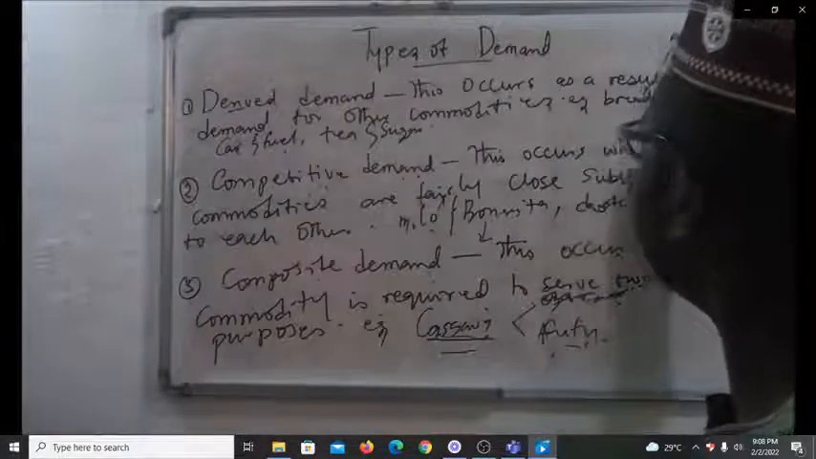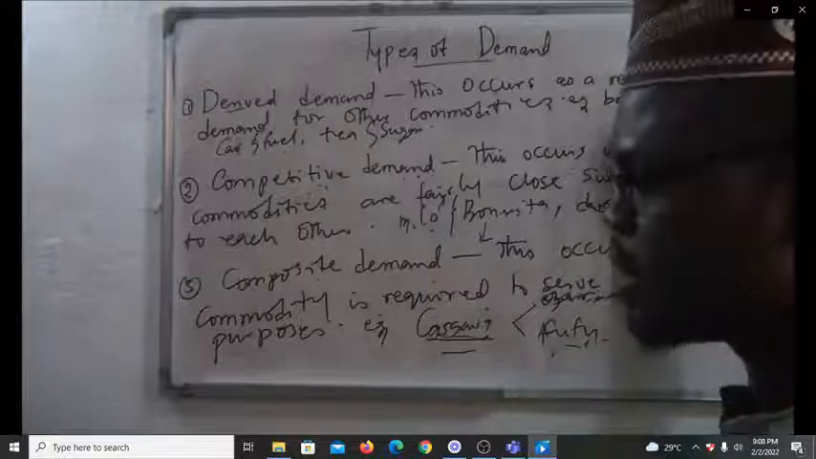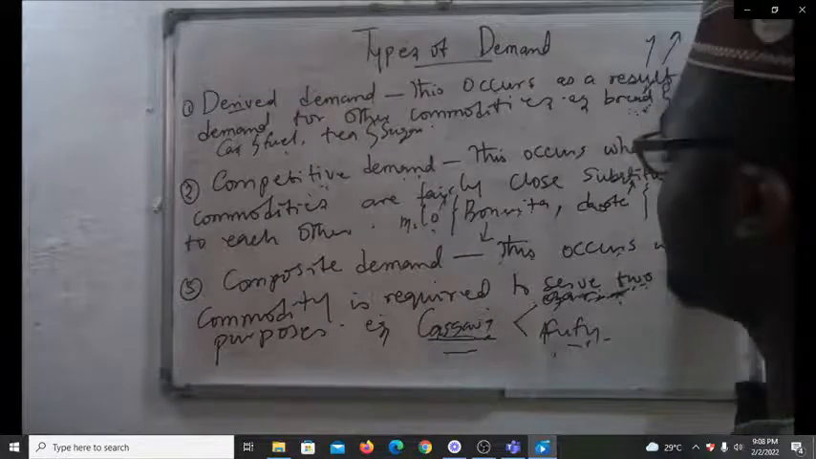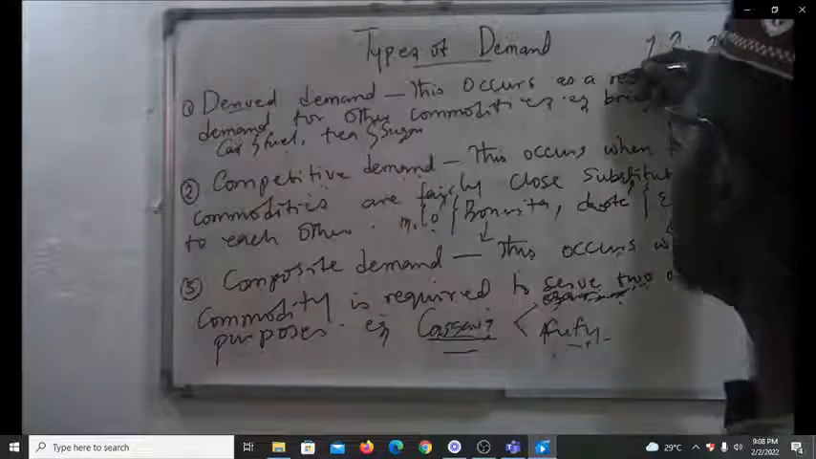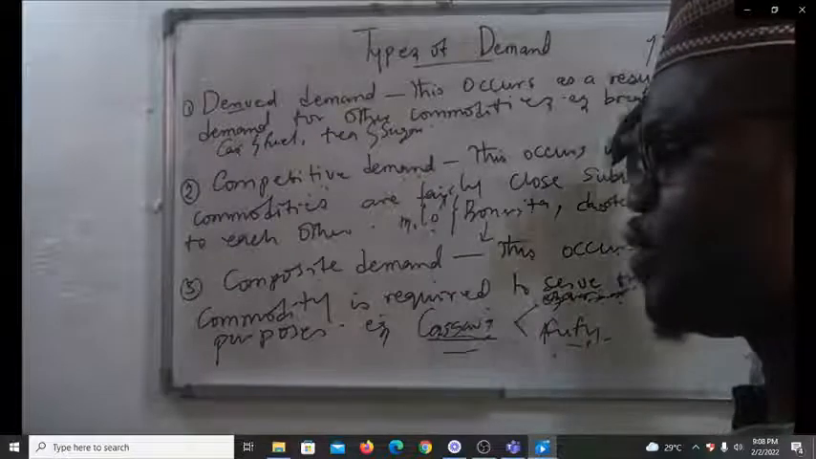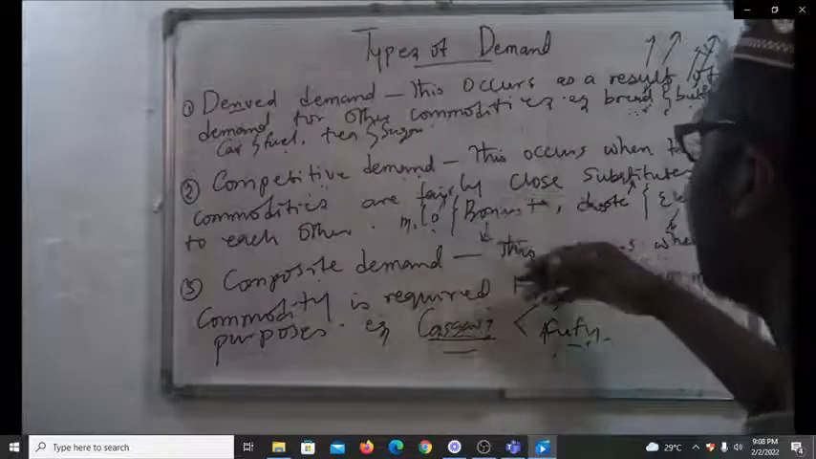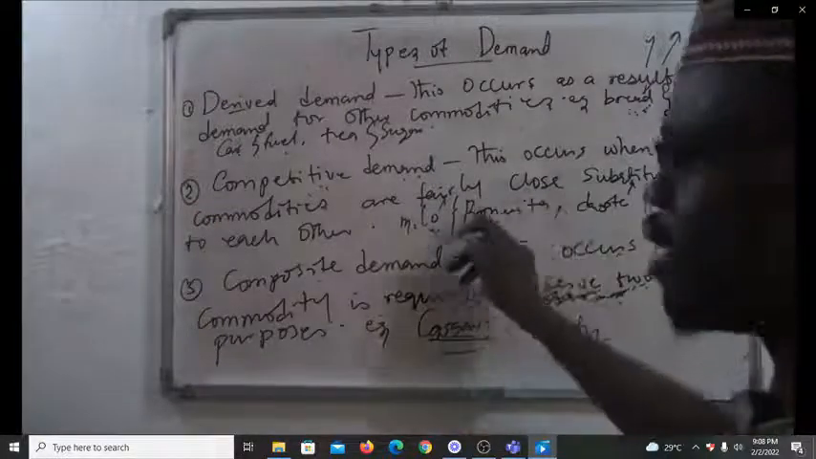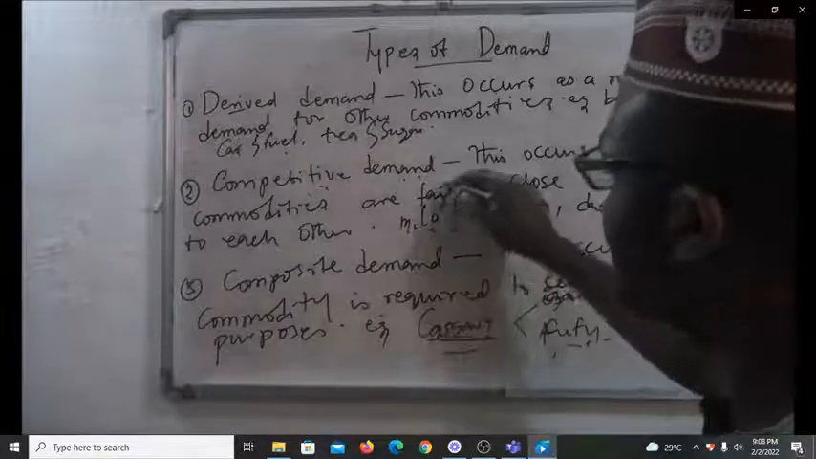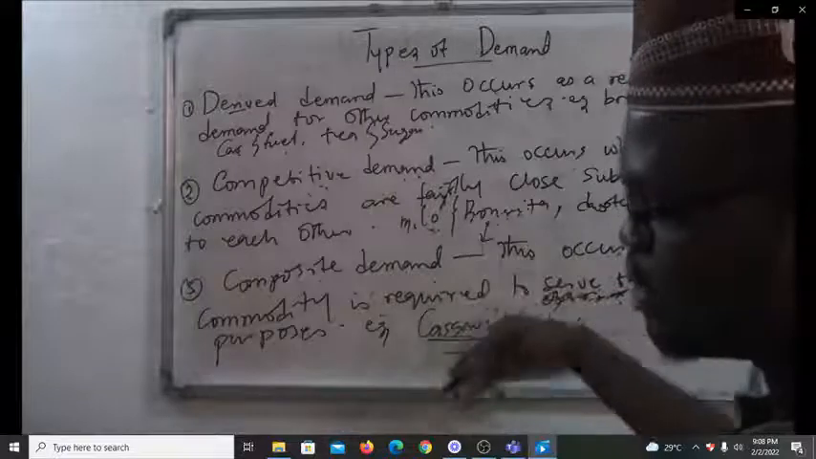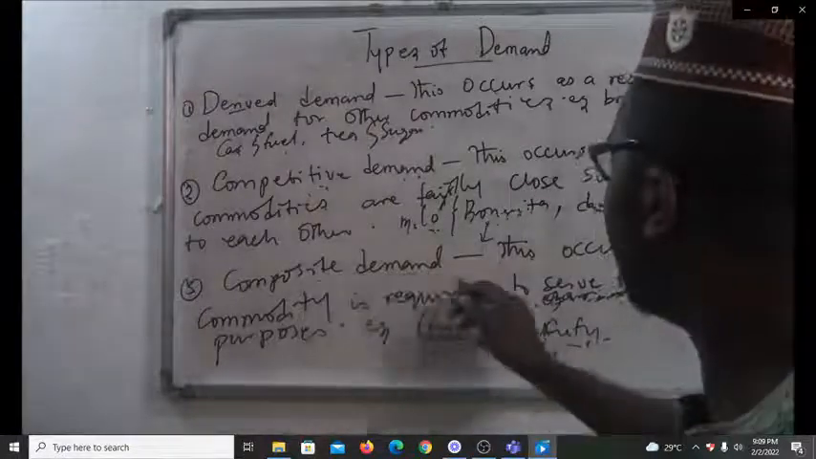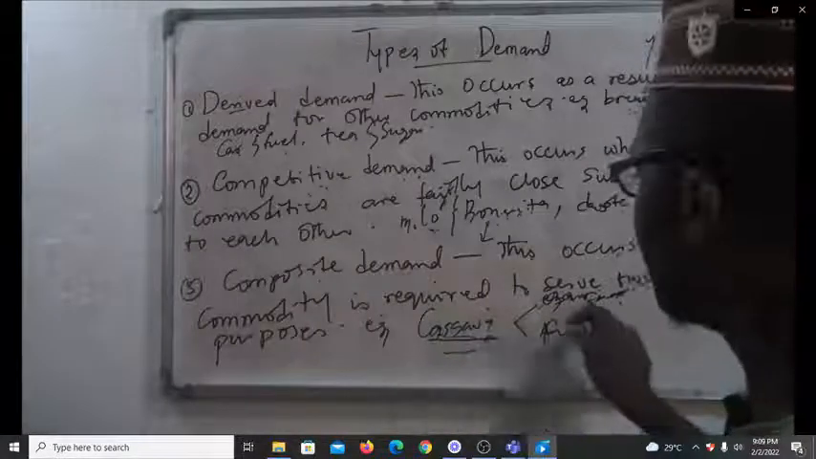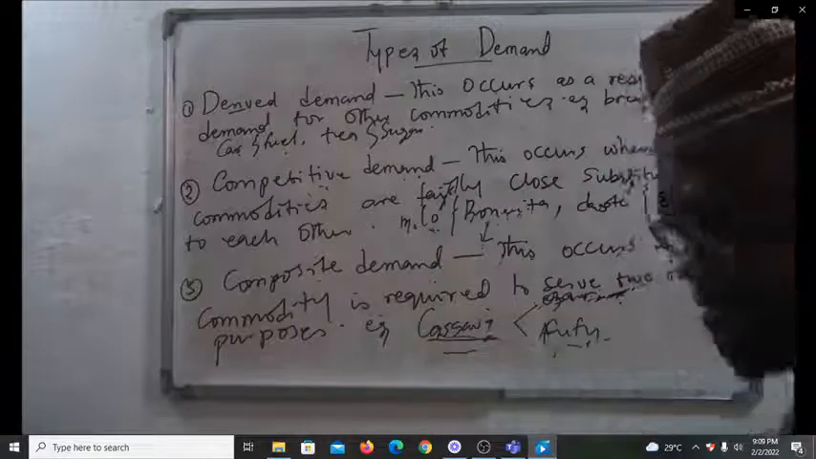So can you see the difference between the three types of demand? Derived demand is the one that is needed because something else is needed. Since you're taking bread, it's likely that you always use butter. So as the demand for bread is increasing, the demand for butter is also increasing. Competitive demand, when you're using this one, you're using it in place of this one. This one is a close substitute of this one. So when the demand for Milo is increasing, that for Bournvita will be decreasing. Composite demand, one product, you can use for two purposes. Cassava you can use for garri or fufu. Exactly.